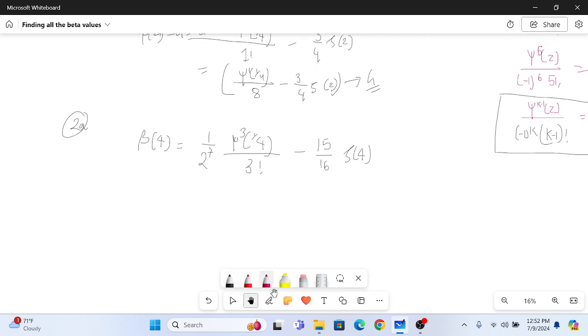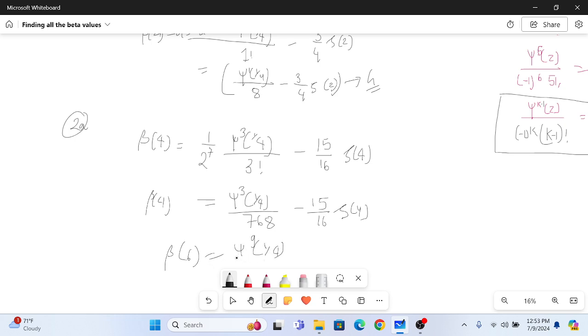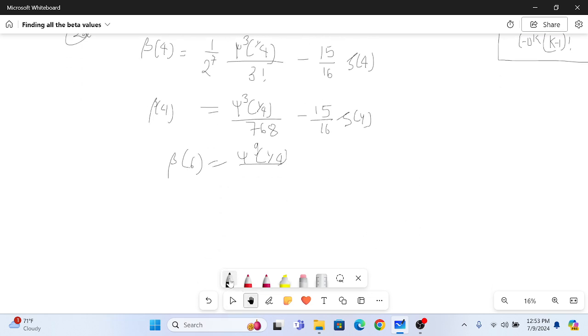Okay, good. Then now this will be third derivative digamma function evaluated at 1 by 4 by, this is 768 minus 15 by 16, remains zeta of 4. So we also got beta of 4. Similarly, we can get beta of 6. Beta of 6 will be ninth derivative of digamma function evaluated at 1 by 4 by, this will be wait, I don't know. Okay, this is beta of 10. Sorry. How come I should only go to 9 then? So, my bad.